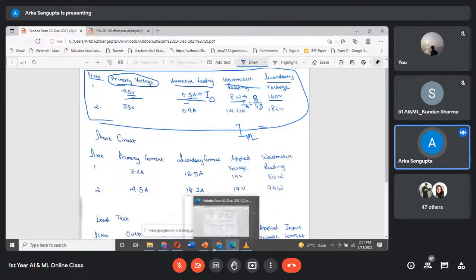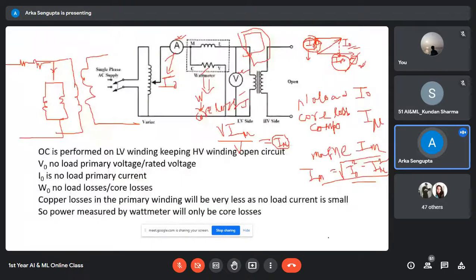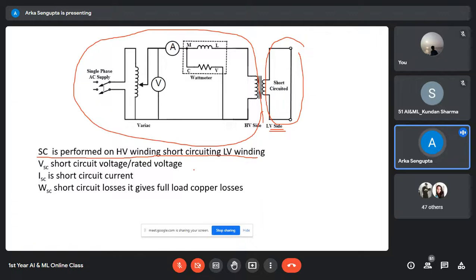Now next is the short circuit test. Now in the short circuit test, what happens? It is performed on the high voltage side of the transformer, and the low voltage side is shorted. You can see the low voltage side is shorted, and all the components are connected on the high voltage side of the transformer, in this fashion as shown over here.